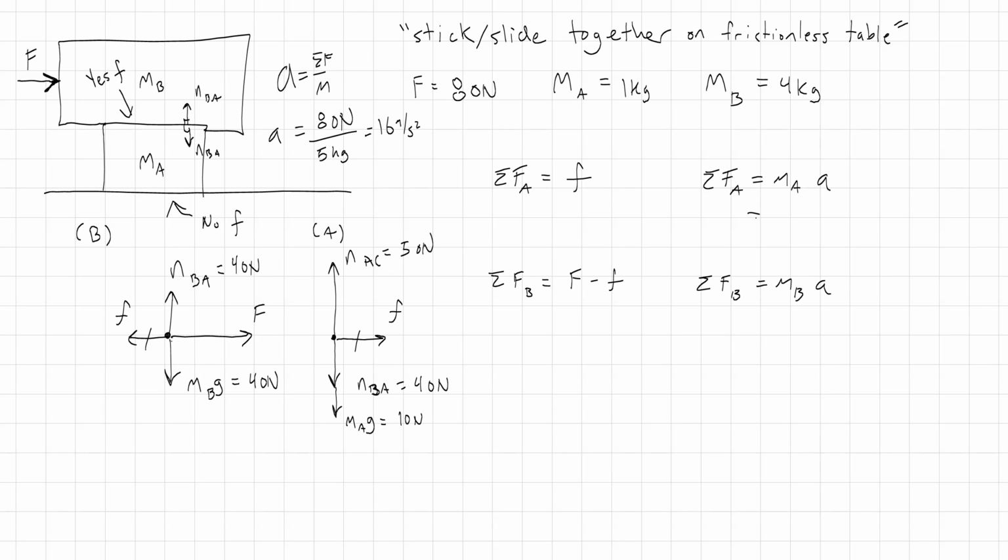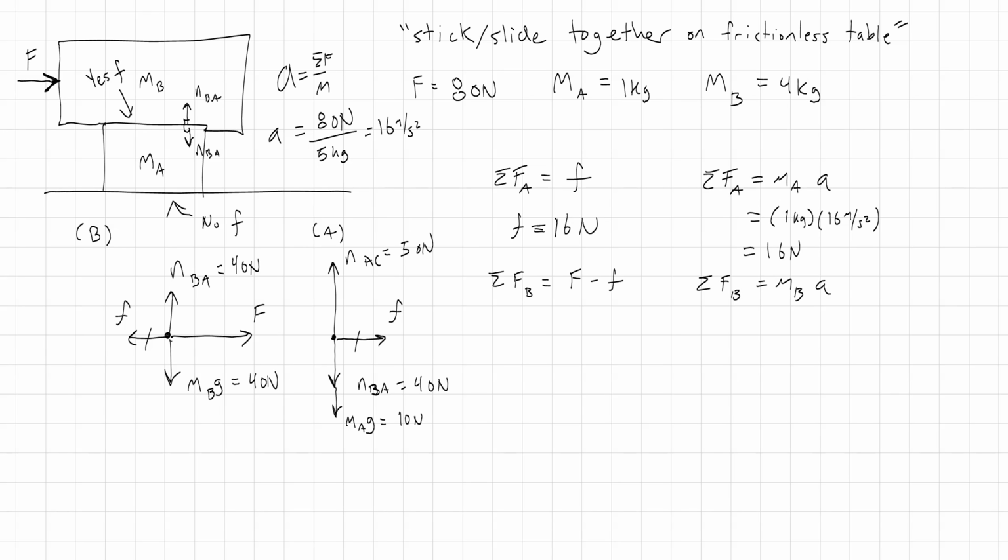So if I want to find the net force on A, then I would take 1 kilogram, multiply it by 16 meters per second squared, 16 newtons. Wow, tons of math. And so I now have just figured out that the force of friction is 16 newtons because that is the only force that's acting on the bottom block A.